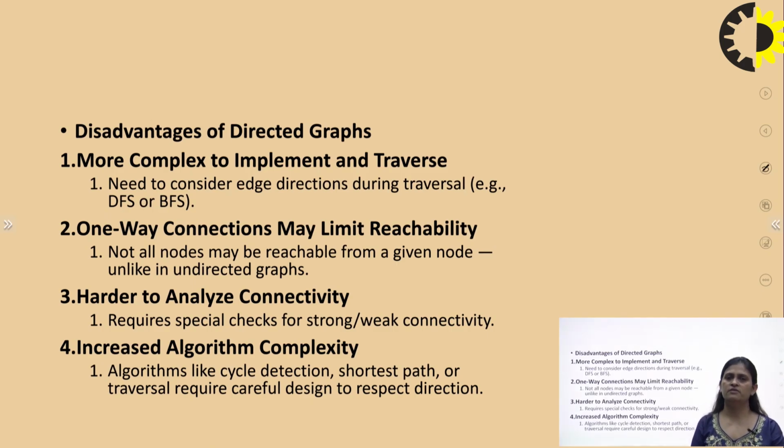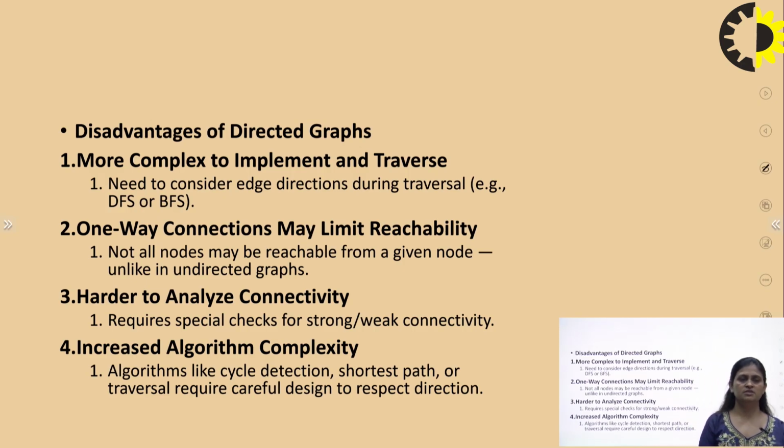There are 4 disadvantages of directed graphs. They are more complex to implement and traverse. One-way connections may limit reachability, make connectivity harder to analyze, and increase algorithm complexity.